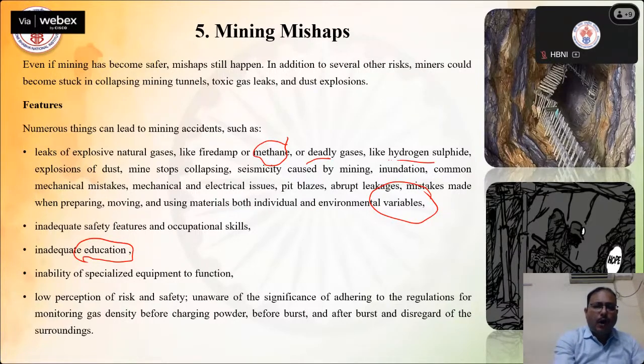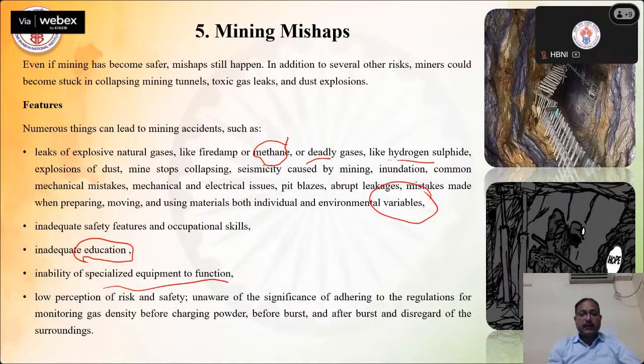Next is the inability of specialized equipment to function. Again, mines are quite old. Some mines have been working for the past 50 years, 30 years, and we don't have specialized equipment to function. What we are doing is using the old mechanism. We are not using robots. We are not using AI. We are not using the technologies. We are not using any specifications. We haven't changed till now.